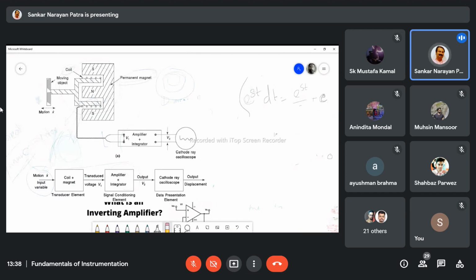So e to the power st was a signal entering an integrator, and the output is e to the power st by s.